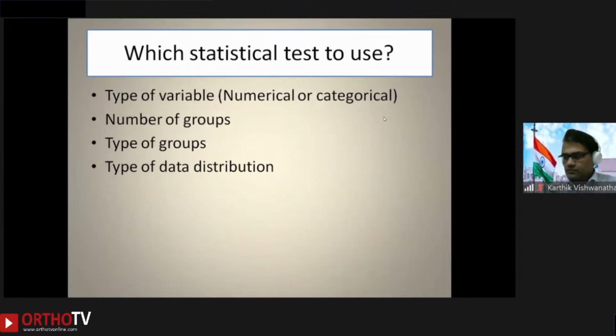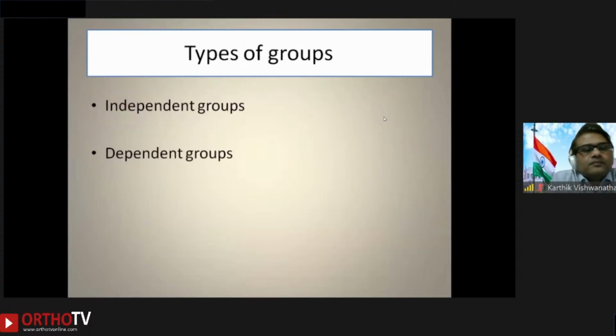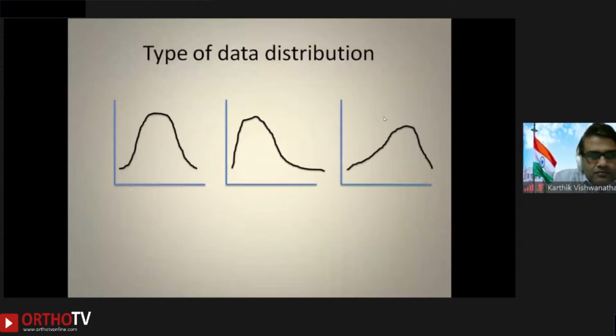The type of statistical test you are going to use depends on the type of variable, number of groups, whether you have got one group, two groups, or three groups, the type of groups, and type of data distribution. Independent groups means patients are put into 2 or 3 groups and they are not related to each other. Dependent group means the same patient before intervention and after intervention you're measuring, so that is a dependent group. Or you may also have an age and gender matched group. So these are all called matched groups or paired groups, or independent or dependent groups.